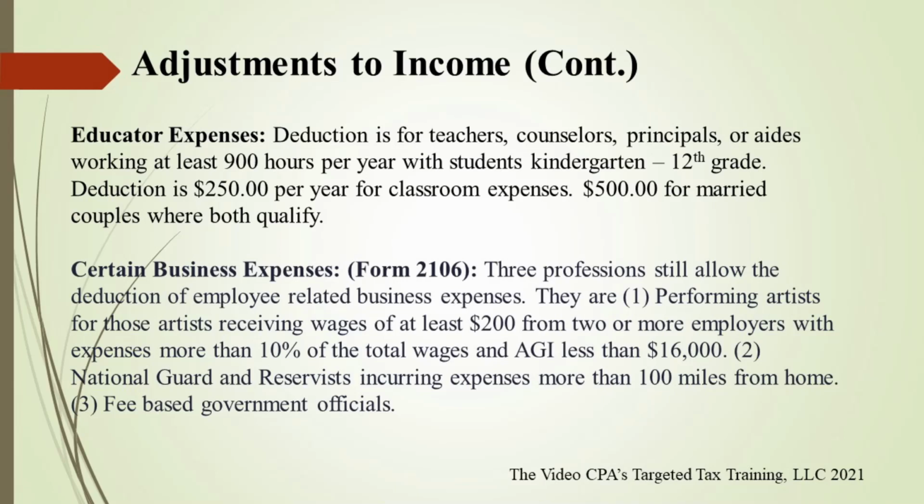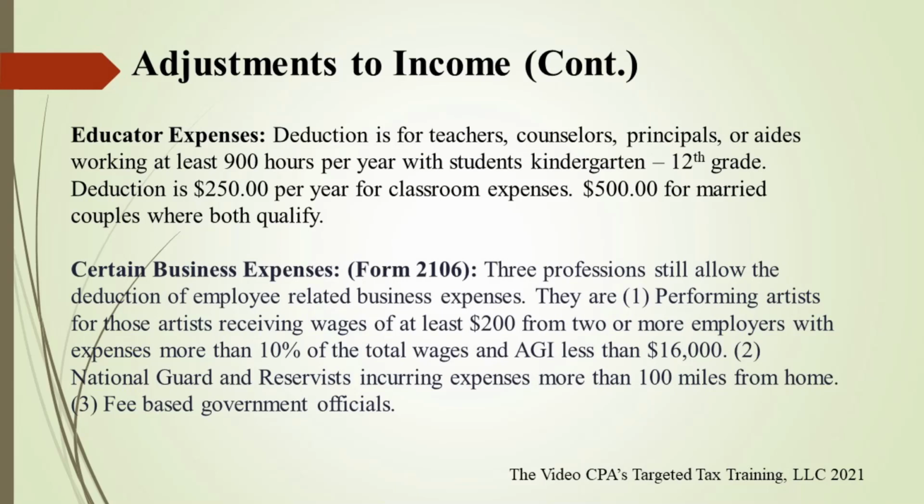And those are 1, performing artists, okay, and these artists have to receive wages of at least $200 from 2 or more employees, and the expenses have to be more than 10% of the total wages, and the AGI less than $16,000. So not too many people are going to qualify for this. Certainly, if you're looking at Tom Hanks or something, he's making more than $16,000. So this isn't going to mean anything to him or most of the actors that you know. So this is for starving artists, basically, starving performing artists.